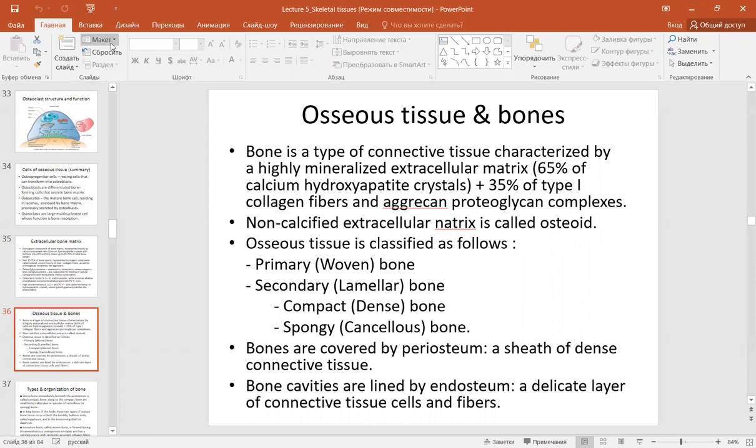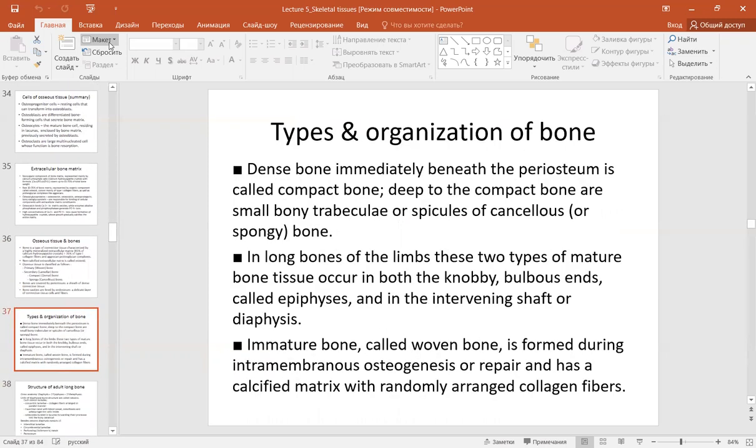Bones are covered by periosteum, a sheath of dense connective tissue. Bone cavities are lined by endosteum, a delicate layer of connective tissue, cells and fibers deep inside the bone. So bone is the organ. Osseous tissue is the bony tissue which is forming the organs, either flat or long bones of the skeleton. Dense bone immediately beneath the periosteum is called compact bone. Deep to the compact bone are small bony trabeculae or spicules of cancellous or spongy bone.